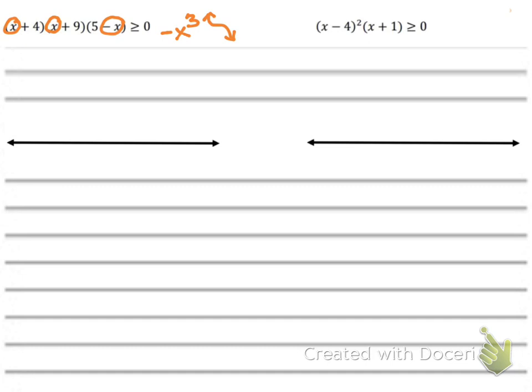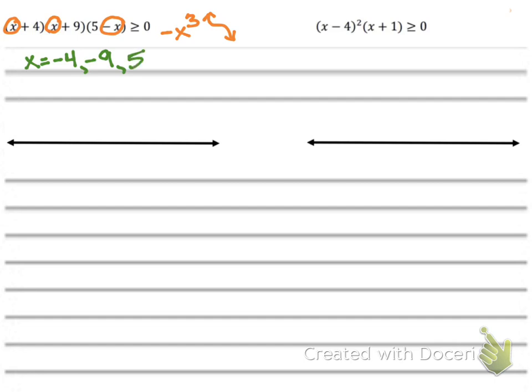Each of those factors has a single multiplicity. They're all to the first power. So each of those zeros will cross. If one of them had an even multiplicity, was squared or to the fourth power, that one would bounce. Okay? Let's look at what our zeros are. We have a negative 4, a negative 9, and a 5.